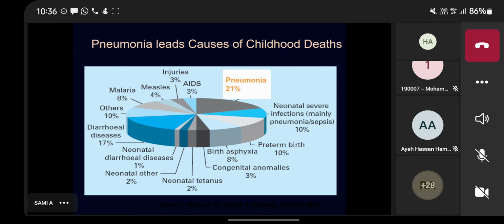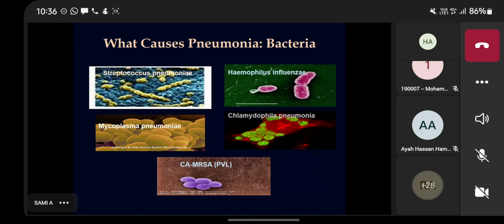As I mentioned, pneumonia is a leading cause of childhood death, particularly in low-resource countries and sub-Saharan Africa. Pneumonia is responsible for 21% of deaths in small children. Actually, pneumonia killed more children than AIDS, measles, and malaria combined. So it's a really very serious disease in children.